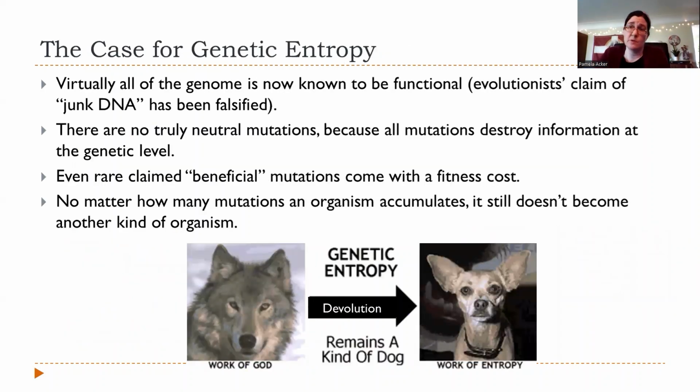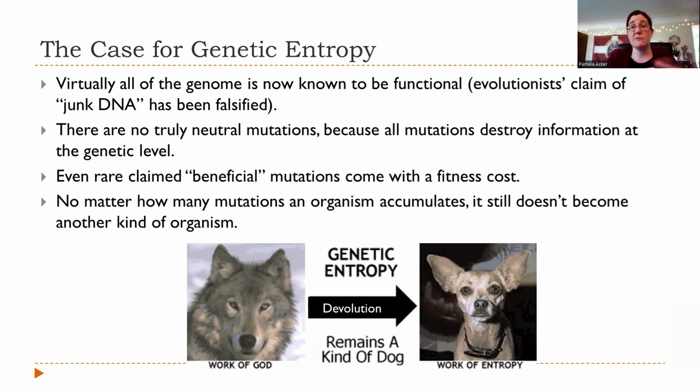Okay, so let's conclude. We have a very good case for genetic entropy, right? Virtually all of the genome is now known to be functional. And the much touted claim of junk DNA is absolutely false. There's no truly neutral mutations because all mutations destroy information at the genetic level. And there's a great book on this called Junk DNA by Dr. Jonathan Wells. I highly recommend you check it out if you're super interested in the science behind this. He does a really good job of explaining a lot about why there can't be junk DNA and a lot of the genome is useful and these mutations are destroying information left, right, and center.